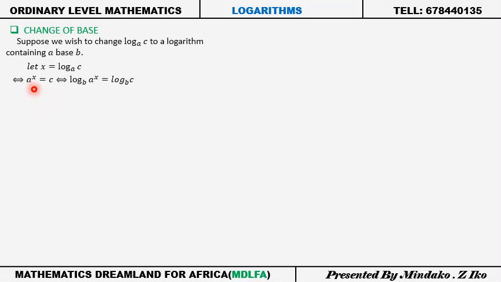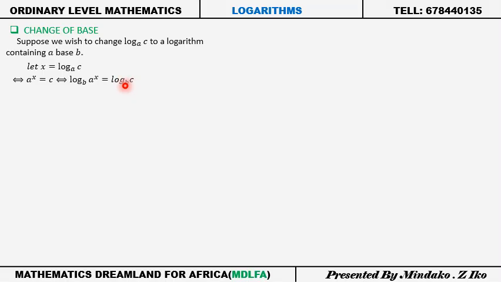Now if I convert it to the index form, I can take log on both sides. Note that since we want to change log of c to the base a to a logarithm containing a and base b, the log you take on both sides of the equation should contain the base b. So if I take log here to the base b, I'll have log of a power x to the base b, since this is the required base. And on the other side, log of c to the base b.